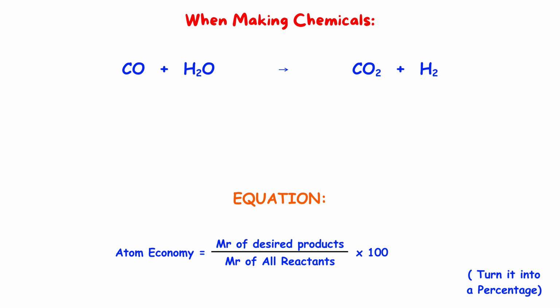The formula for calculating atom economy is to divide the relative formula mass of the desired product, or products if there is more than one, by the total relative formula mass of all the reactants used in the reaction, and then multiply the result by 100 to convert it into a percentage.